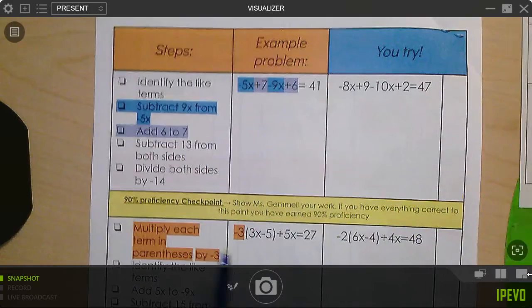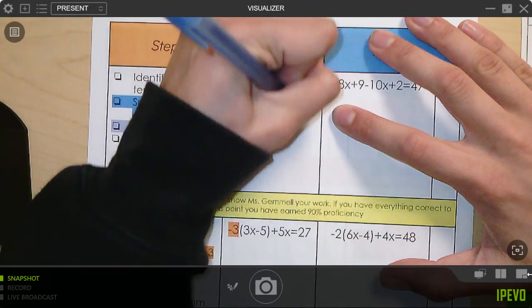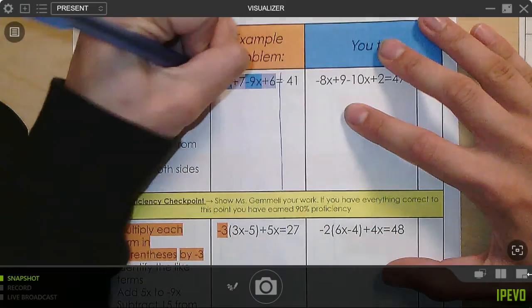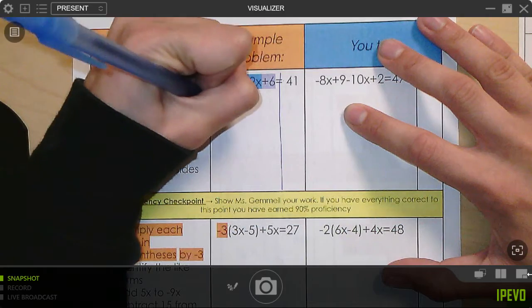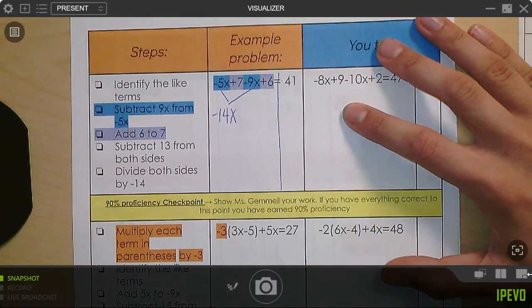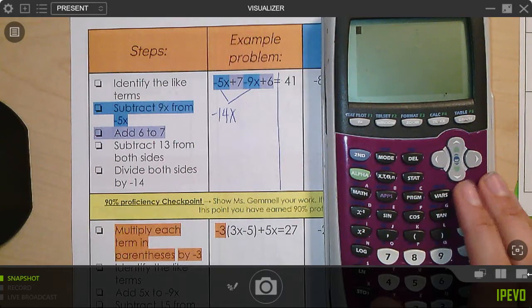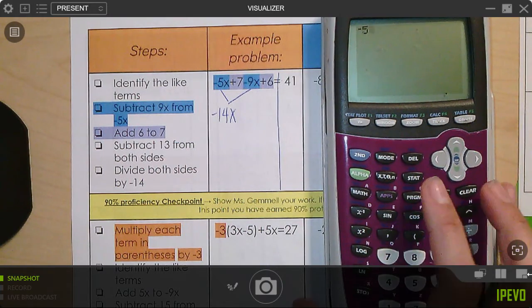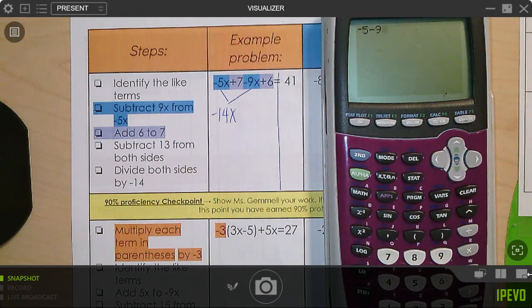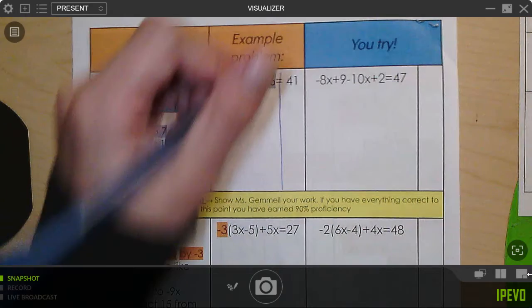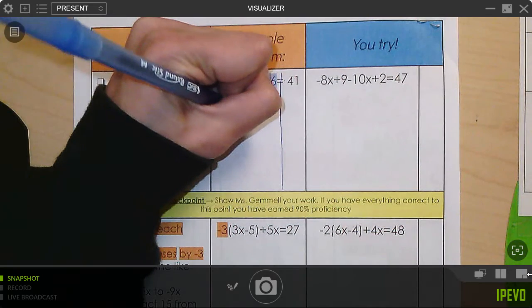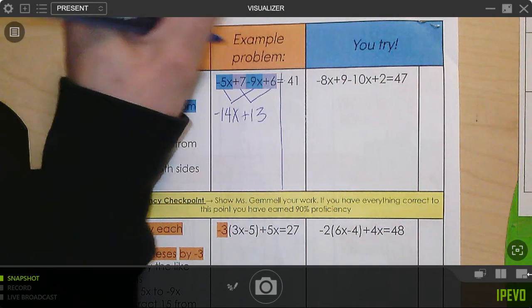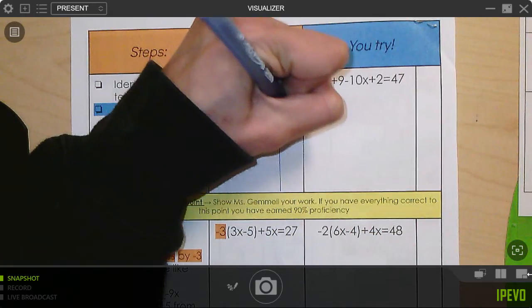So first thing I like to do anytime I start solving an equation is put that line through the equal sign. Now, negative 5x minus 9x is going to be negative 14x. Don't be afraid to use your calculator when you're doing these. If we want to do negative 5 minus 9, I can double check and make sure that I have that correct. So that's negative 14x. And then we have 7 plus 6, which is a positive 13. So we'll put plus 13, equals 41.